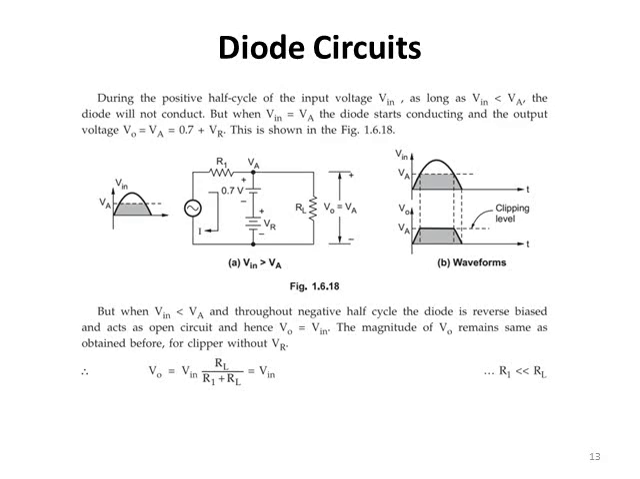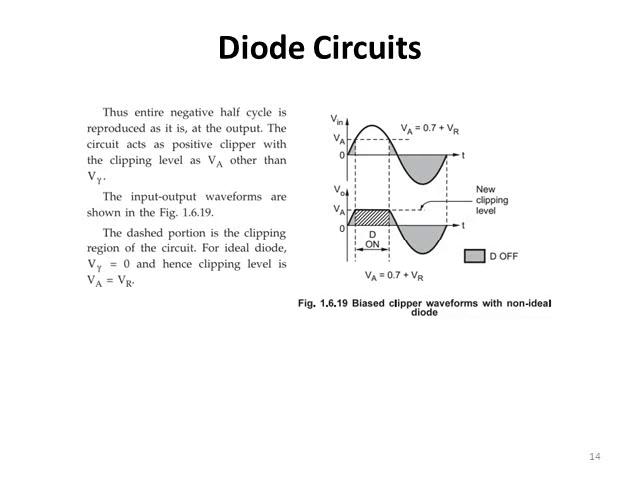So V0 will be equal to Vin into RL divided by R1 plus RL. This is by the voltage divider formula. So when you make R1 much less than RL, V0 can be equal to Vin. Thus the entire negative half cycle is reproduced at the output. The circuit acts like a positive clipper with a clipping level of Va rather than V gamma. So Va is the new clipping level here. The input-output waveforms are shown in the figure.